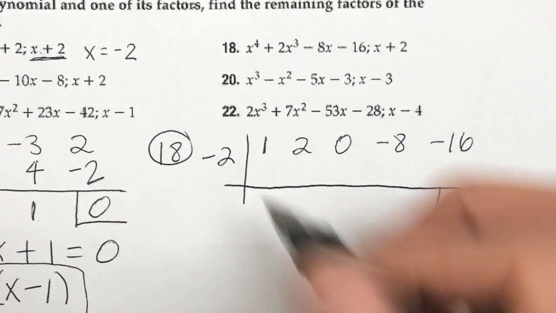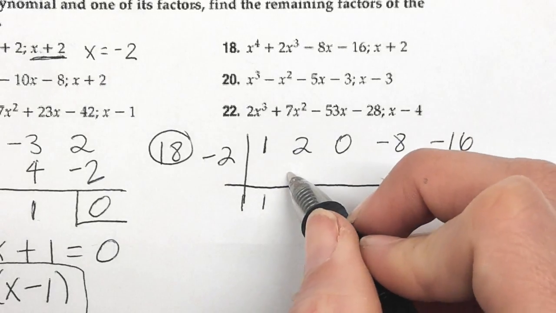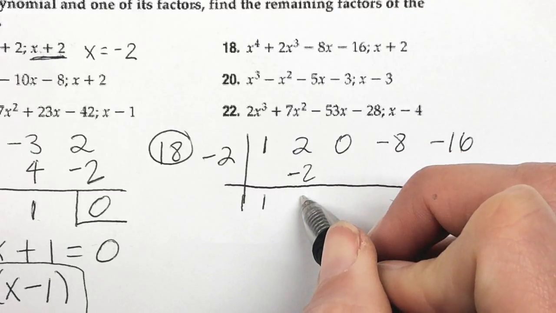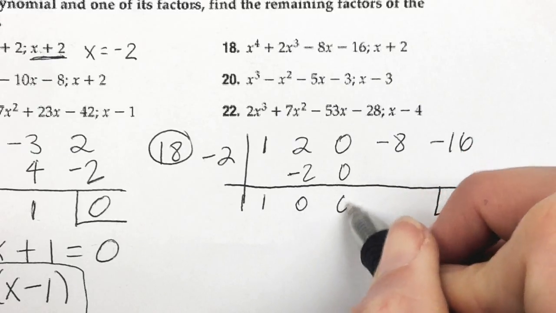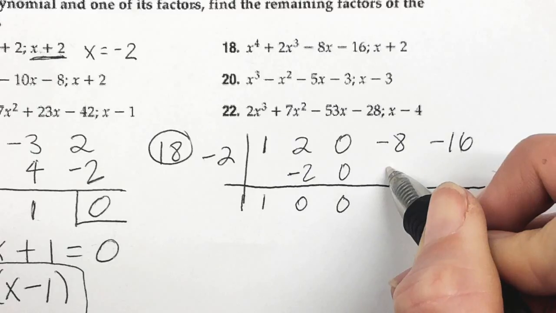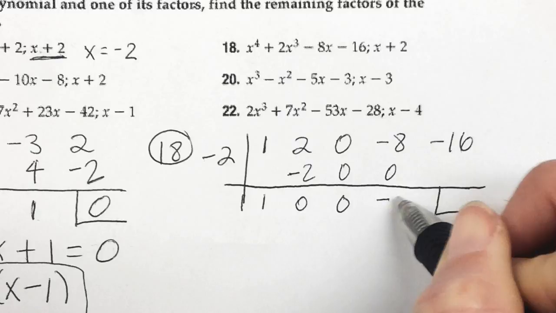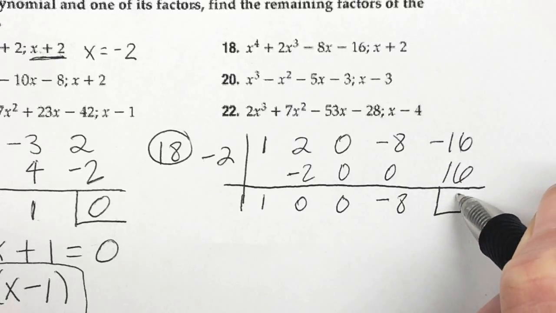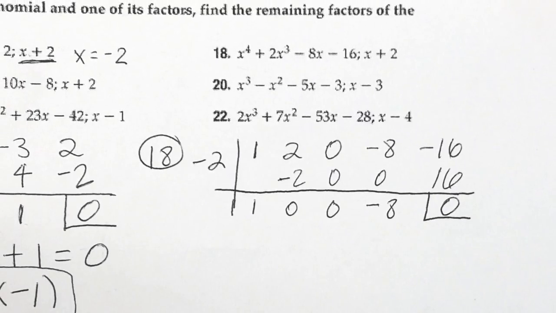Alrighty. So we bring down the 1, correct? Alright, I'm going to call on people. CJ, what's going to go right here? -2. Jared, right here. 0. Tatiana, right here. Abigail. Good. Jackson. -8. Good. Dylan. Good. Amy. 0. Good. Questions so far? Alright.